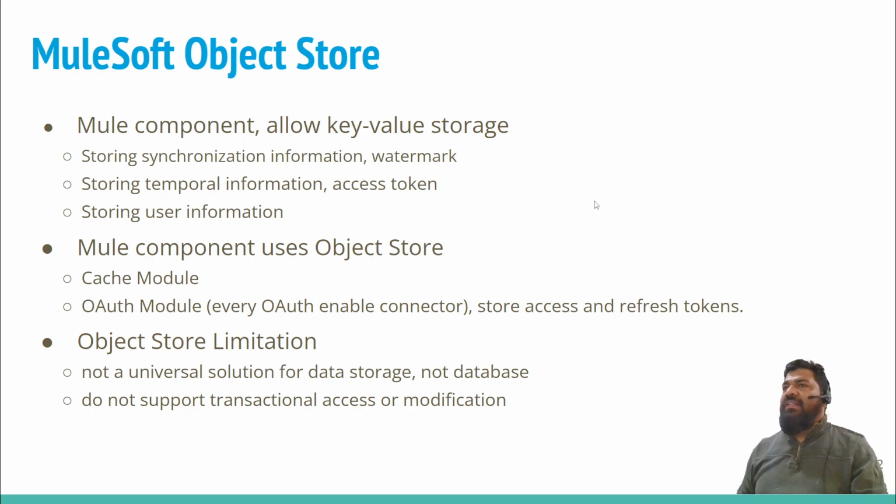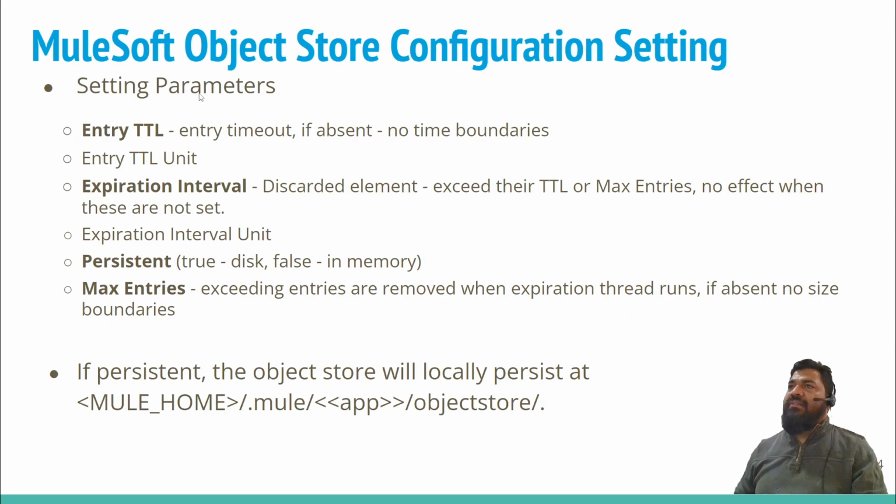So in part 1 we have seen what is object store, why we need object store, and how we can use object store. And in part 2 we have seen that if we need to use a custom setting, what the custom settings are, how we can use them, and how exactly they play a role.